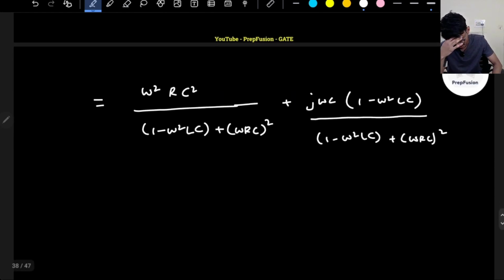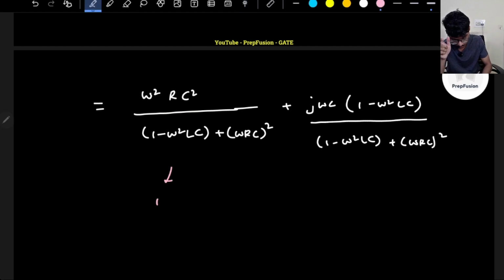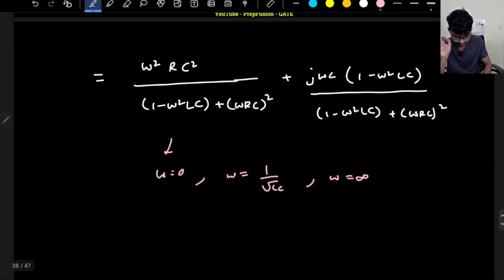So now if you vary the omega, you will see how your angle is varying. If you put omega equal to 0, you will find some angle. Put omega equal to 1 by under root LC, and omega equal to infinity. For these three cases, you just find out the magnitude of Y and the phase of Y. You will get the same answer.